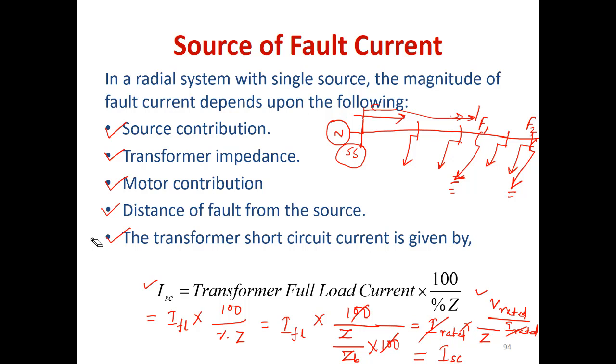Short circuit current can therefore always be defined if we know the full load current. If we know the full load current, we can find the short circuit current just by dividing by the percentage impedance and multiplying by 100, and we get the short circuit current of a transformer. So this also plays an important role, as I told before, in the contribution of the fault current.